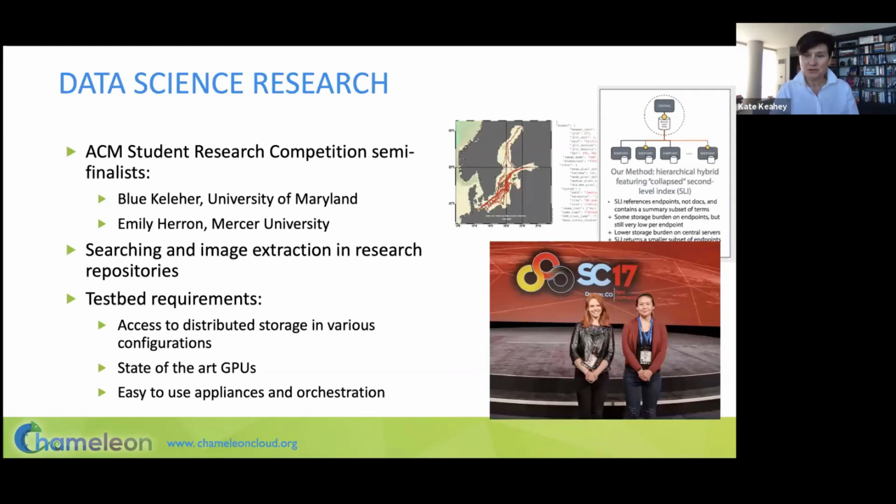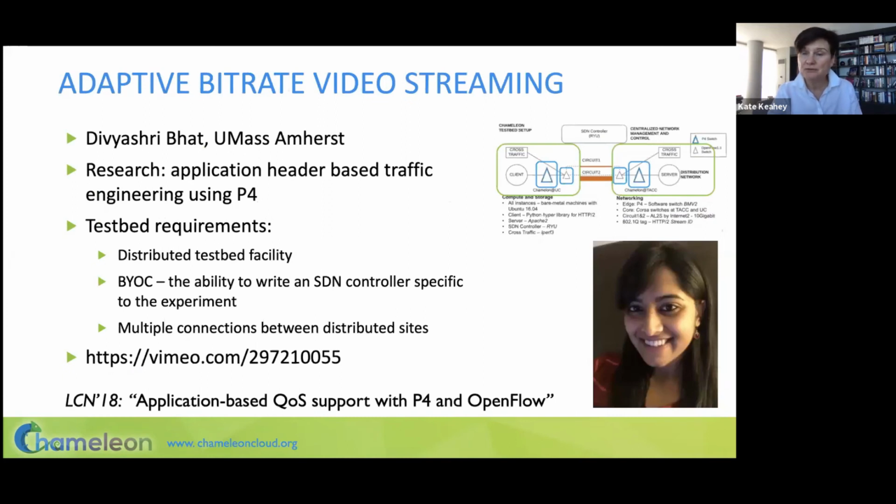Data science research. This is a couple of our students. They are both undergrad students, and they became ACM Student Research Competition semi-finalists. They were both working on our GPU cluster, and they needed, of course, those GPUs, but also storage, access to appliances, and orchestration, right? So those were undergrads.